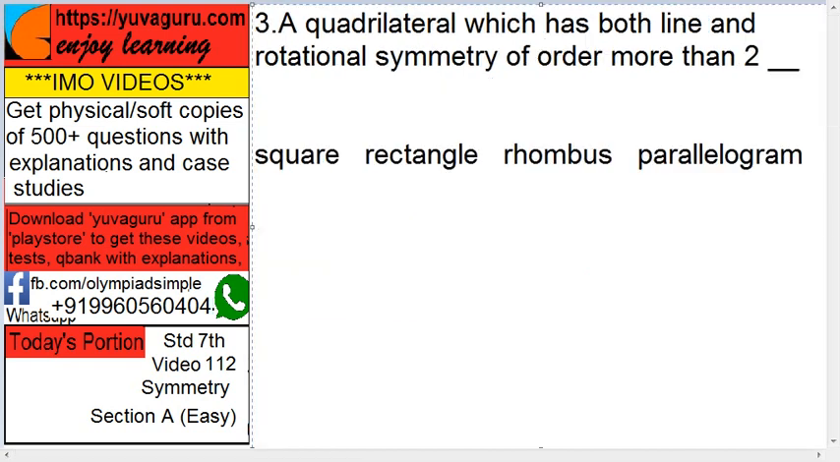A quadrilateral which has both line and rotational symmetry of the order more than 2 is here. There are many quadrilaterals, but the important thing is you have to choose from whatever is given to you, right? So these four are given, you have to choose. Otherwise, if you choose hexagon, octagon, they have more lines of symmetry for rotational as well as line symmetry also.